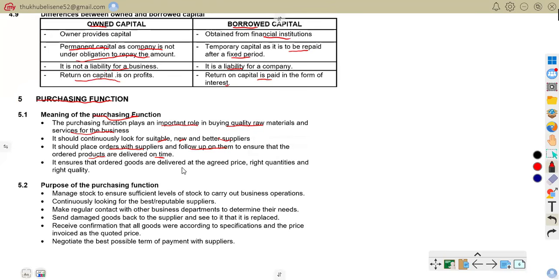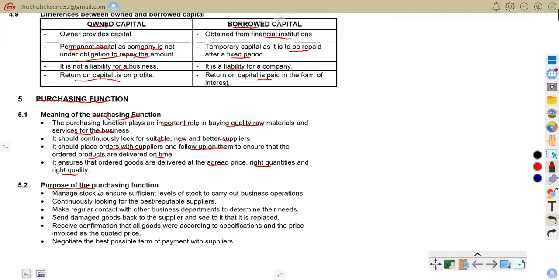It ensures that ordered goods are delivered at an agreed price. So they make sure that the ordered goods are delivered at the agreed price, right quantities, as well as the right quality. So what they have ordered are the same prices that they placed the order, with the quantity as well as the quality they ordered. So they have to make sure that they check when they receive the goods.